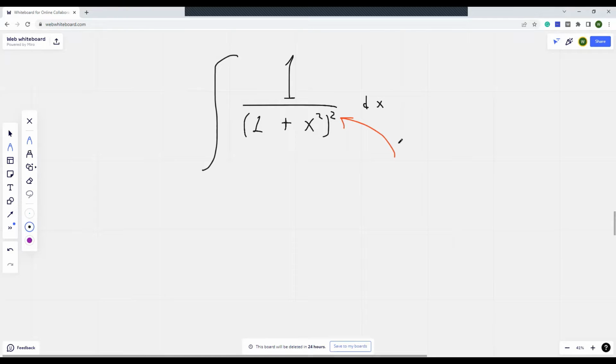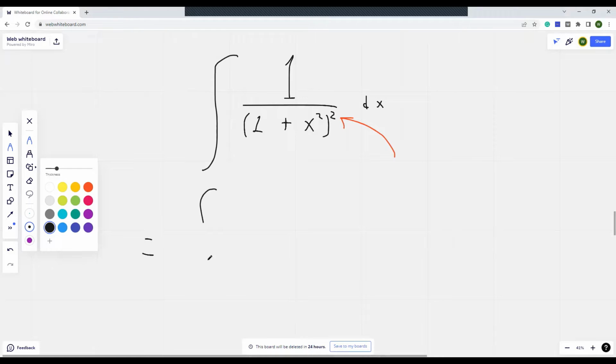Well, this is the key insight. Whenever you have a situation where you have the derivative of an inverse trig function, but you also have a function where you can use trigonometric substitution, this is a very convenient situation to take advantage of.